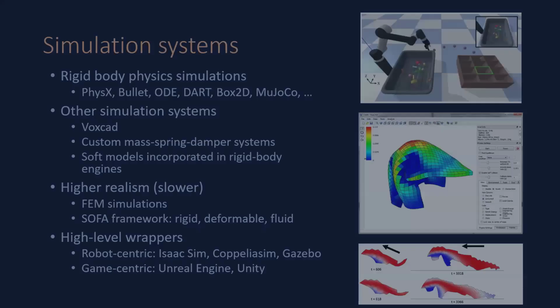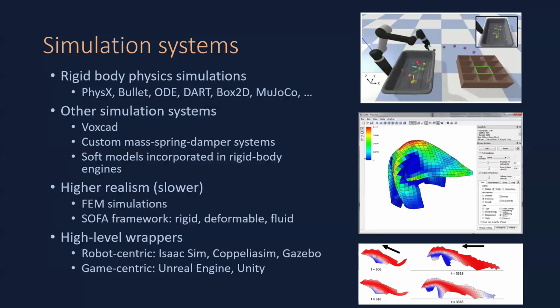Something about simulation. So there's a lot of physics simulators. Definitely the most common approach is to use these rigid body physics simulators. There's plenty out there, like PhysX, Bullet, ODE is an old classic, Dart, Box2D, you can do 2D simulations, then it's even faster, so computationally very cheap. And MuJoCo is a popular one.